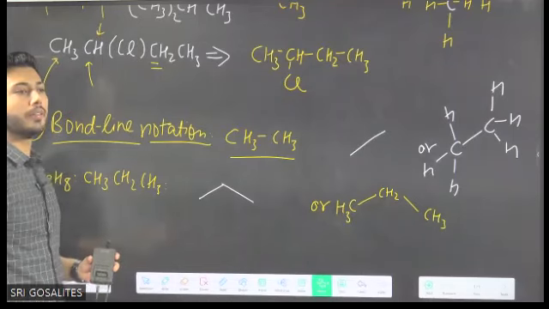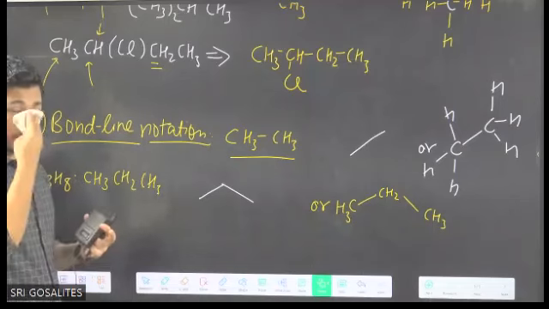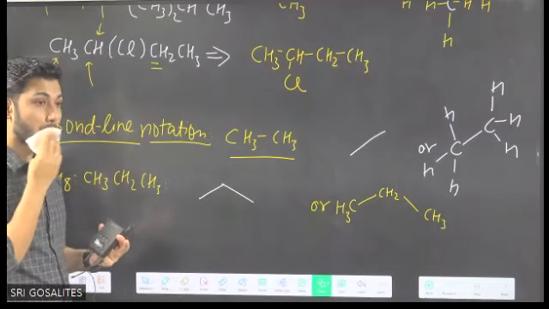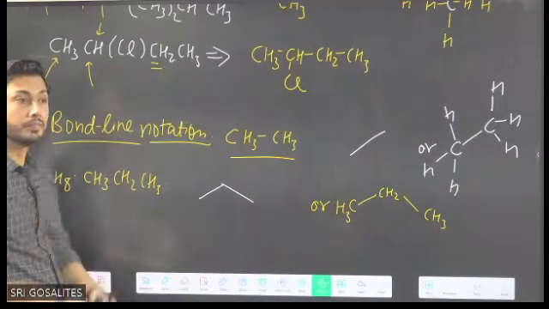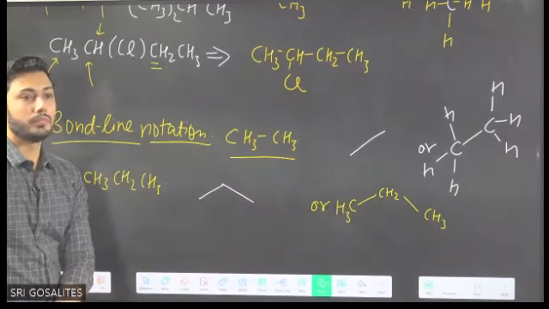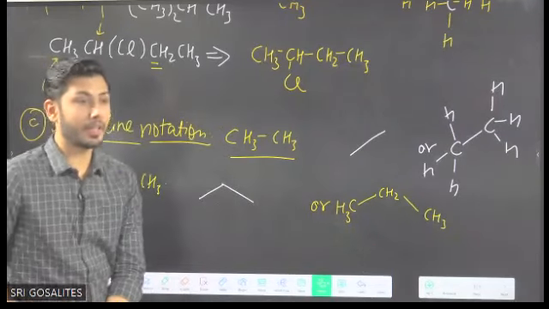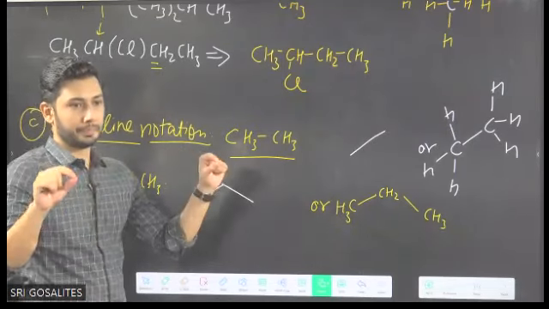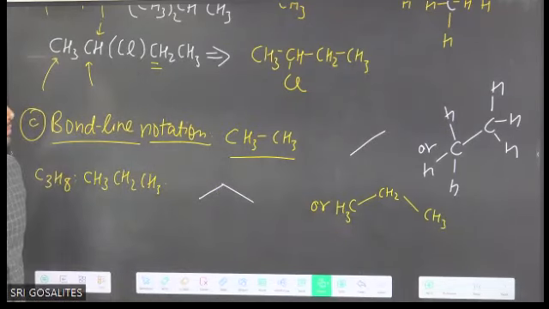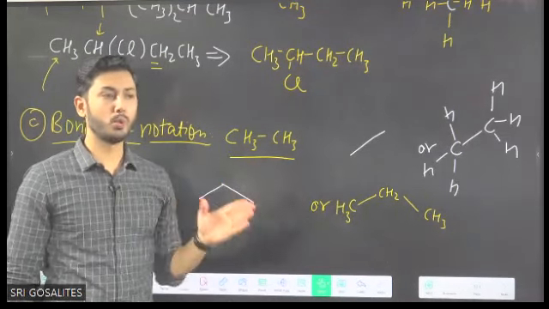Carbon has to be tetravalent, so valency has to be completed. That's why CH3 at the terminal. In the bond line, we never write any elements; we have to separately show them. Bond line means carbon, hydrogen, no need to mention.